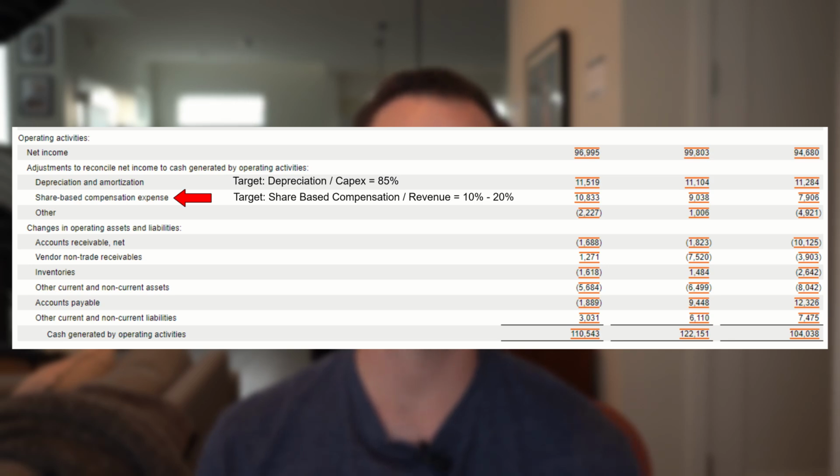If it is a significant amount, I can layer it into my models, but largely I ignore it. I look at it more as an indicator of how management is rewarding their employees and themselves. And if it's a low, poorly performing company, I don't want to see large amounts of share-based compensation. After this, I largely glance over the remainder of the operating activities subsection.